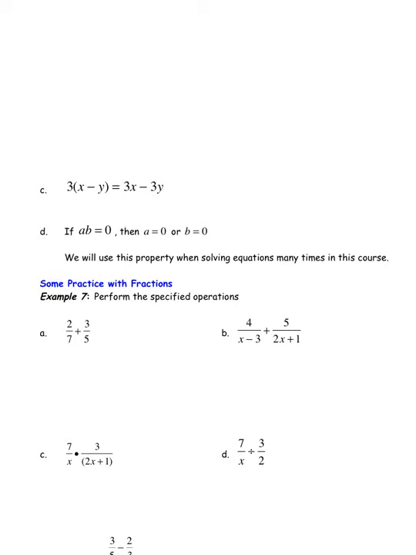In example 6c, we have 3 times the quantity x minus y is equal to 3x minus 3y. And this is our old friend, the distributive property, where we have to multiply each of the terms within the parentheses by the 3, which is outside the parentheses. And the last one, 6d, we have the property of a times b equals 0, then a equals 0 or b equals 0. We will use this property very often when solving equations. And this property is called the zero product property.